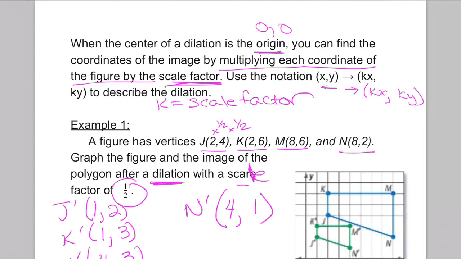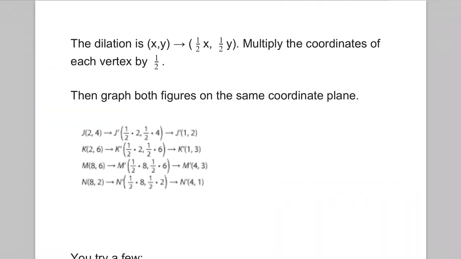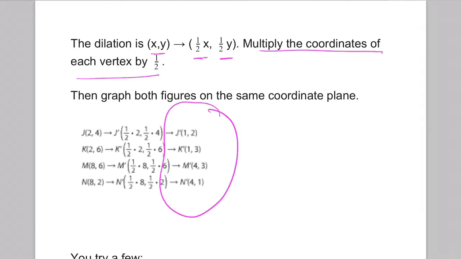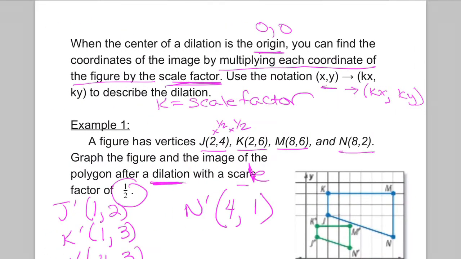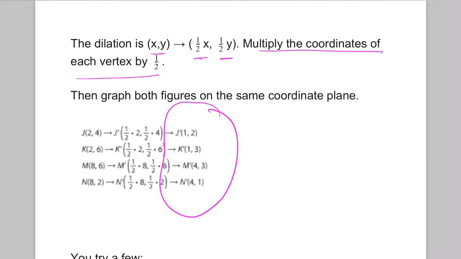Okay, and then you can graph it. The dilation is (x, y) becomes (1/2 x, 1/2 y), which multiplies the coordinates of each vertex by 1/2, and then graph both figures on the same coordinate plane. You can check these with the ones that I just did: (1, 2), (1, 3), (4, 3), (4, 1). Yay, gold star.